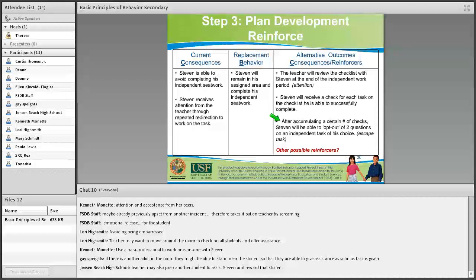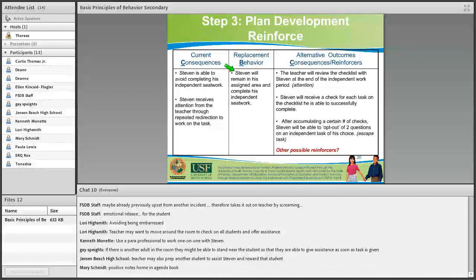Okay. Other ideas for reinforcement strategies, ways of reinforcing this replacement behavior? All right, we do have another idea. Positive notes home in the agenda book. Absolutely. So that might get Stephen some positive attention from his parents. So if he's motivated by attention, that might be another way for him to get attention.